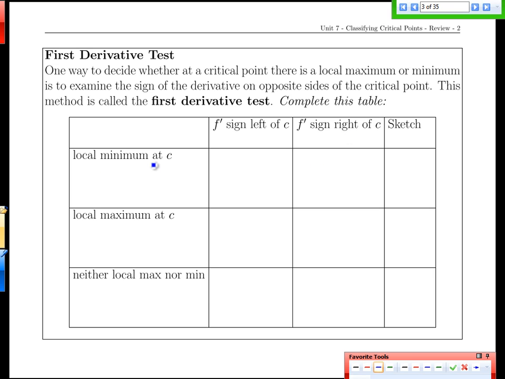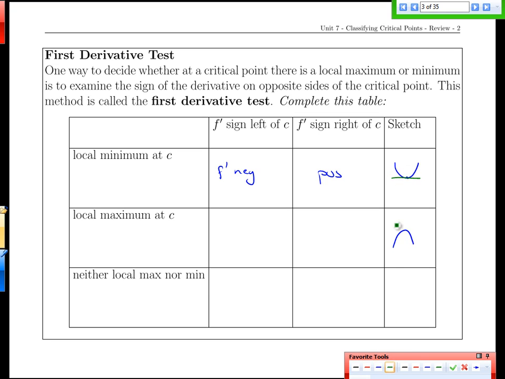If there's a local minimum at some point C, then the critical point in the middle here would be a minimum if that was our sketch. And what we notice is that the derivative would be negative if we were coming in from the left and we're reaching a minimum, because the function is decreasing. And on the right, as x increases, we would have positive slopes. That combination is going to give us a local minimum.